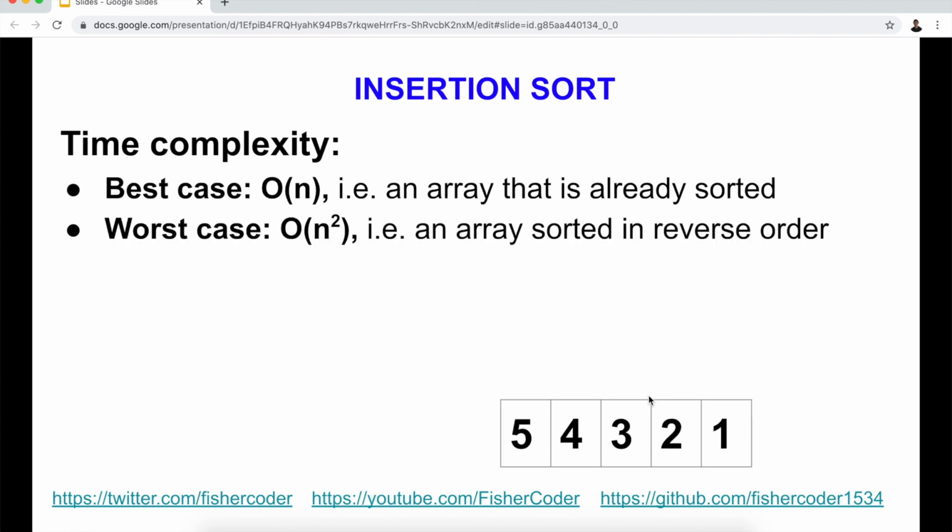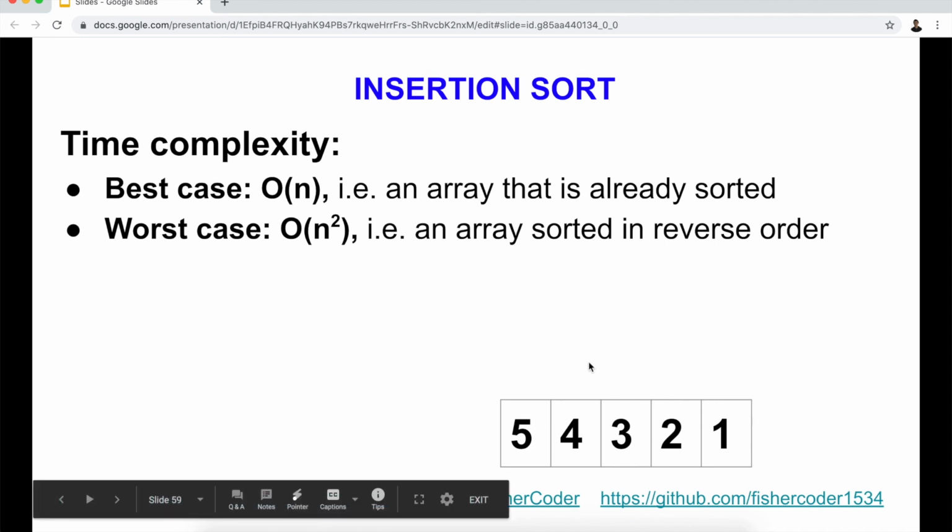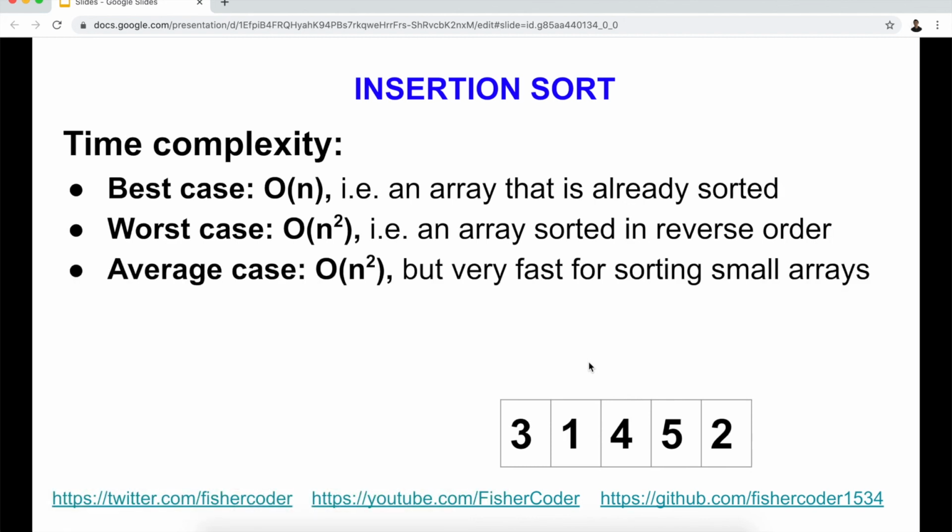What's the worst case? The worst case is that an array is sorted in completely reverse order. For example, 5, 4, 3, 2, 1. It's completely sorted in reverse order. In this case, it's going to be O(n squared). And what's the average case? The average case is still O(n squared).